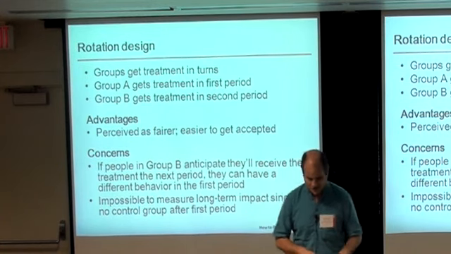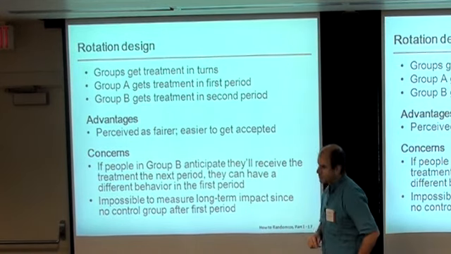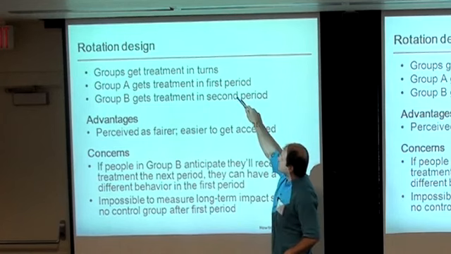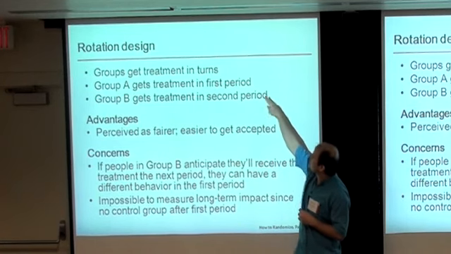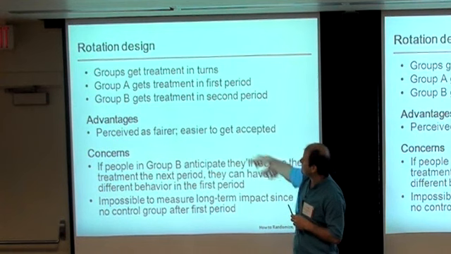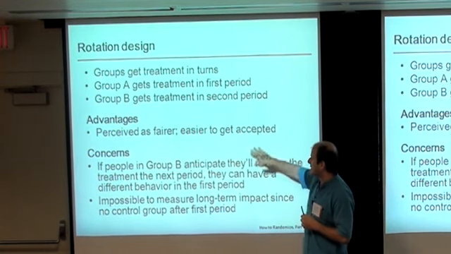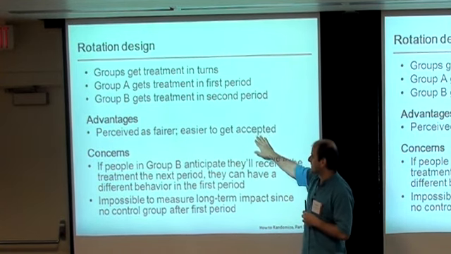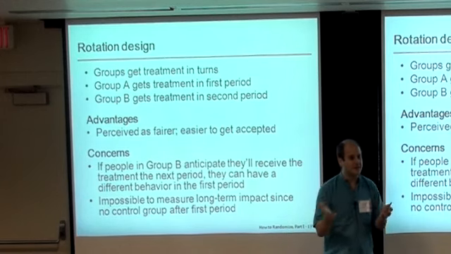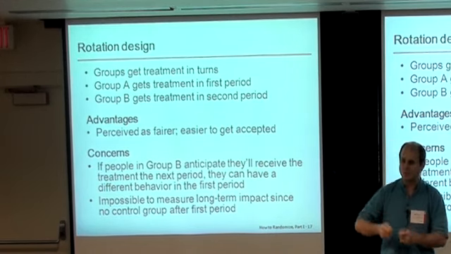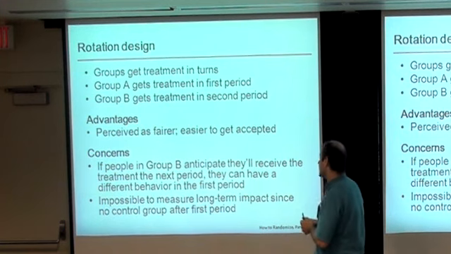Okay, so a rotation design. A rotation design is basically groups getting treatment in turns. Group A gets treatment in the first period, Group B gets treatment in the second. The main advantage is it's perceived as fairer and easier to get accepted, right? Everybody's getting something. We're just randomizing what you get in a given round.